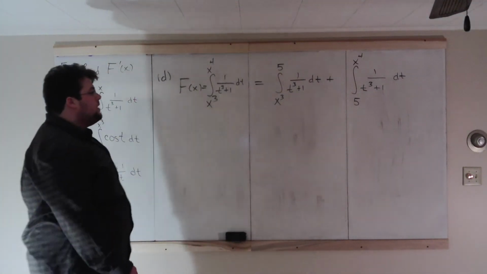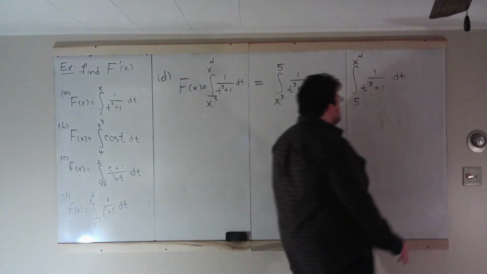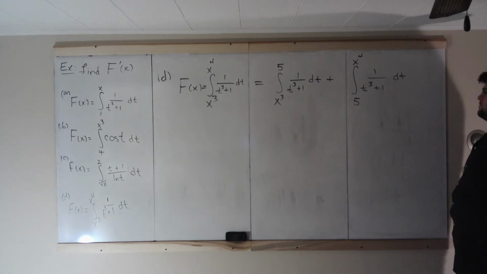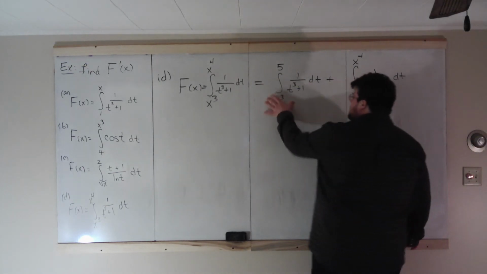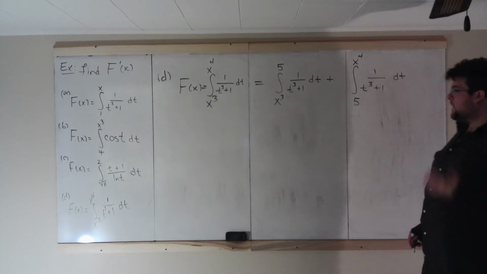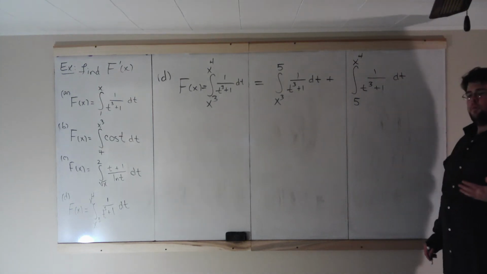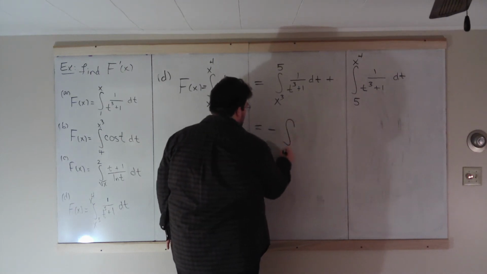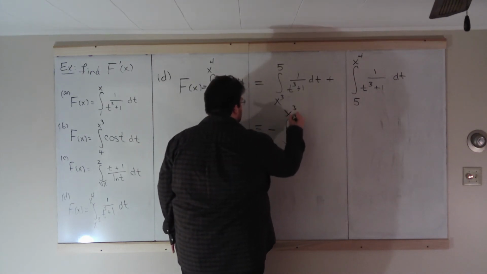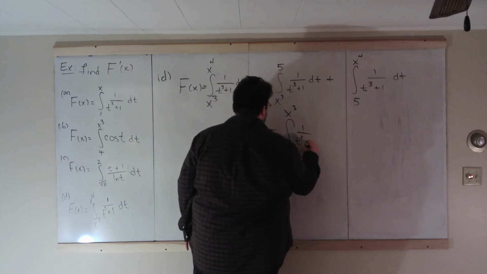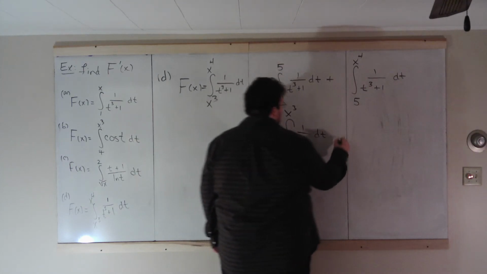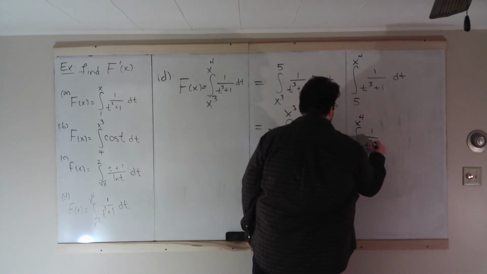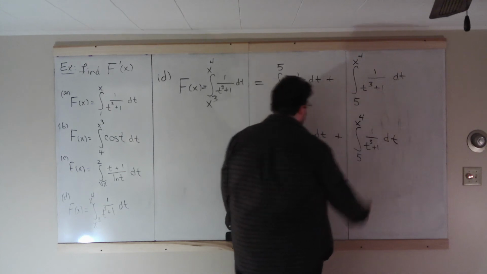But now we have two integrals. The second one, we could compute using the first part and a u substitution. But the first one looks like part C, so we're going to have to flip it around first so that the first part of the fundamental theorem of calculus applies. So what does this equal? Well, negative integral from 5 to x cubed, 1 over t cubed plus 1, plus the integral from 5 up to x to the 4th, 1 over t cubed plus 1.